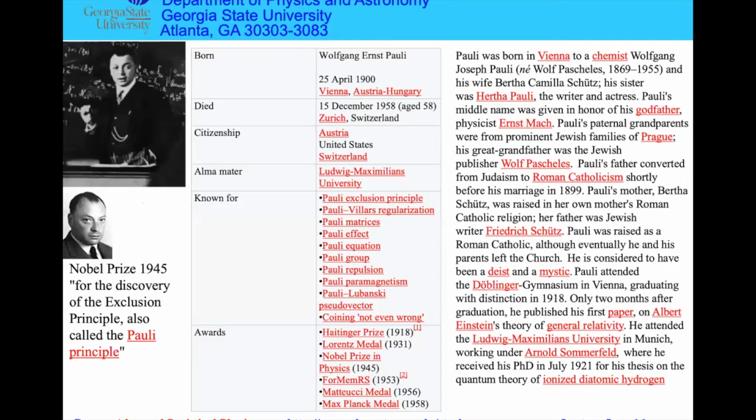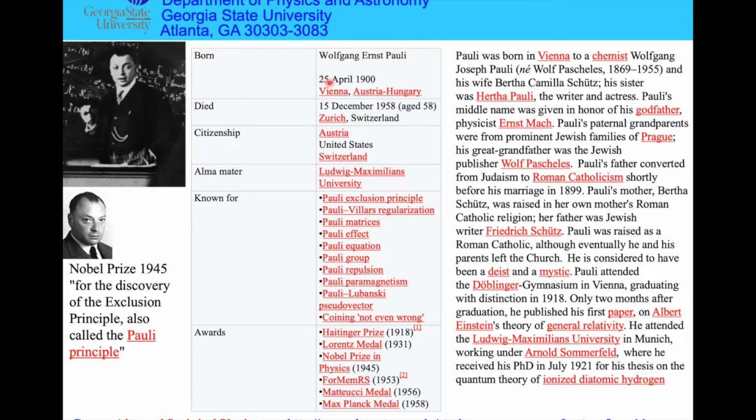Next slide. So this is a bonus, in a sense. A bit of history. Who was Wolfgang Pauli? What was his time? What else did he do in science? So let me tell you. This is a very brief overview of his life.